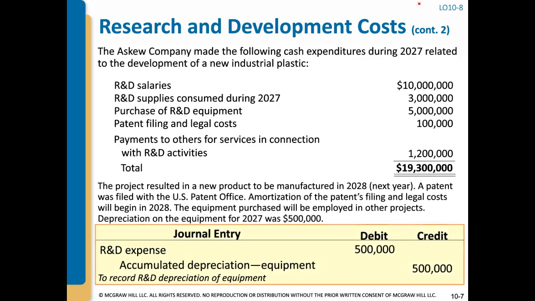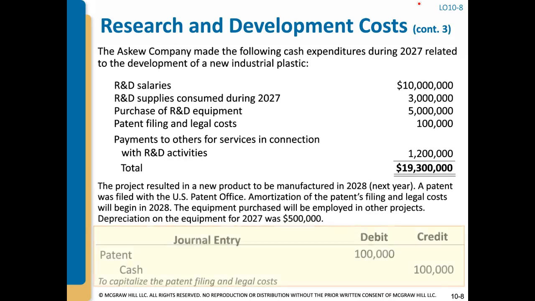And then the depreciation, it tells us the depreciation on the equipment was $500,000 for the year 2027. Normally, we would debit depreciation expense and credit accumulated depreciation for $500,000, but because that asset is used in this specific R&D project during the entire year, we're going to debit R&D expense for the $500,000 rather than debiting depreciation expense. We're still going to credit accumulated depreciation for the $500,000 just as we normally would.